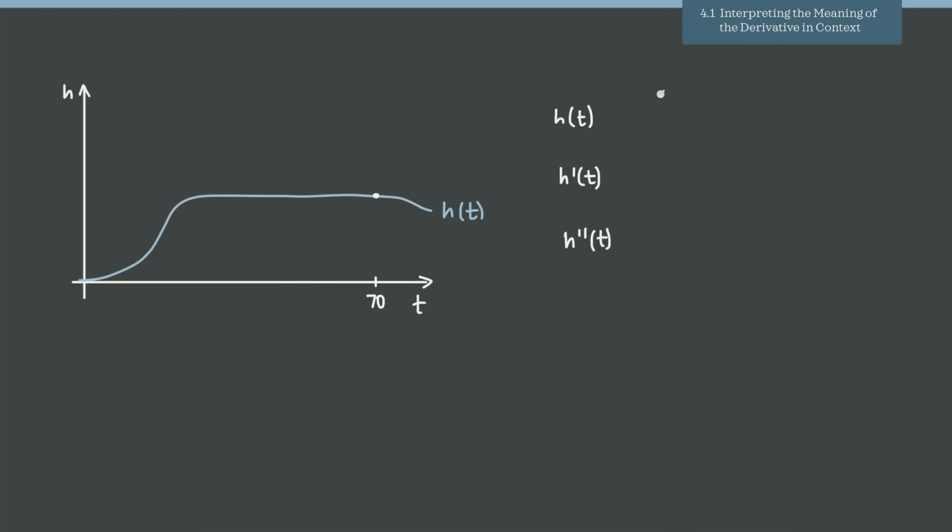So this h of t function, the original function, is just giving me height at a particular moment in time. So height at time t. I can plug in age 70, I can plug in age 13, age 4, age 35 into that original function, and I'm going to get height at that particular time. The derivative function, however, gives us the rate of change of the original function. It gives us the slope of the original function.